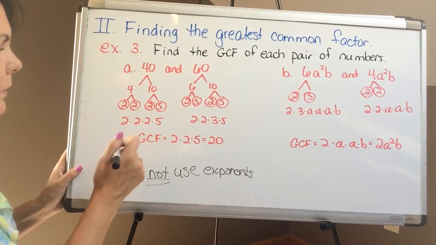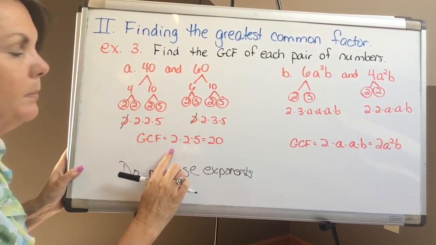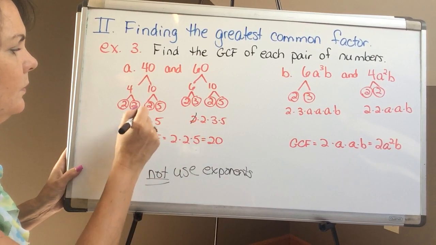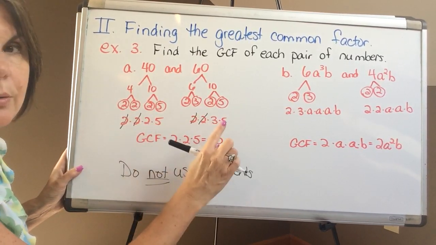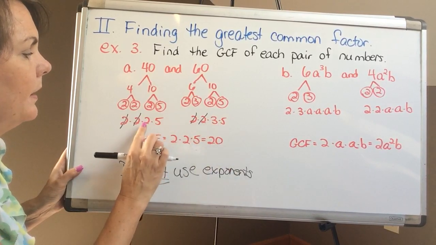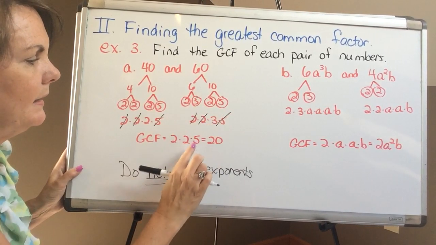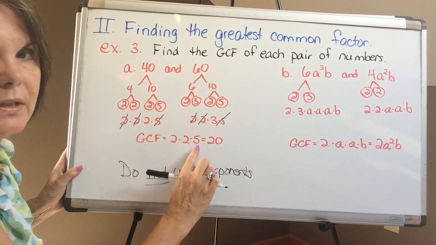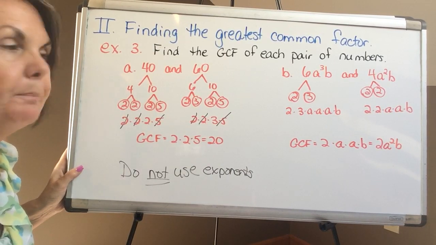So now what I do, I've got it listed out. Take out a 2, it's in both. Can I take out another 2? Yes, I can. There it is. Can I take out another 2? No, it's not here. Can I take out a 3? No, it's not here. Can I take out a 5? Yes, I can. Here. 2 times 2 is 4 times 5. My greatest common factor is 20.